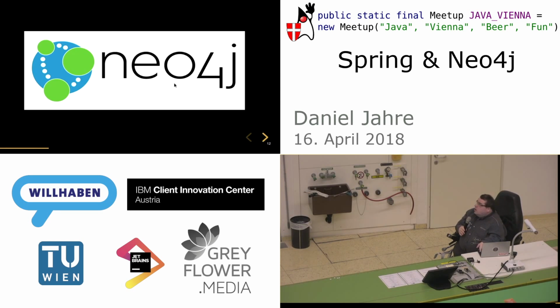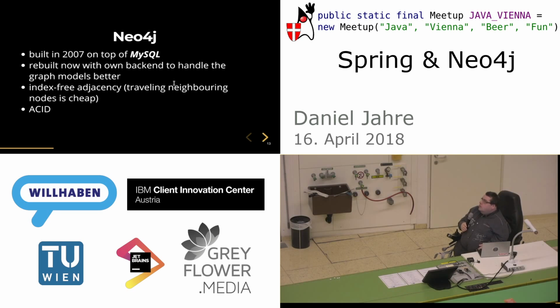Neo4J was built in 2007. Today I read it was even built earlier, but this was the first version. They started with a MySQL backend. This was written in one of the books at least. And the graph model was kind of a front-end to that. But that didn't work out quite well, so they started to re-implement the backend so that it fits the graph model better.